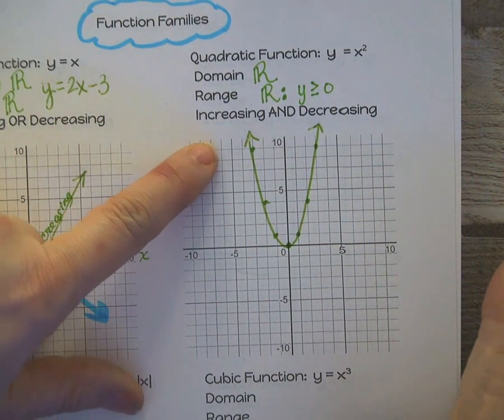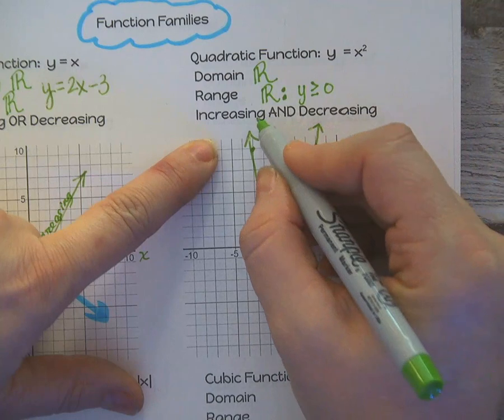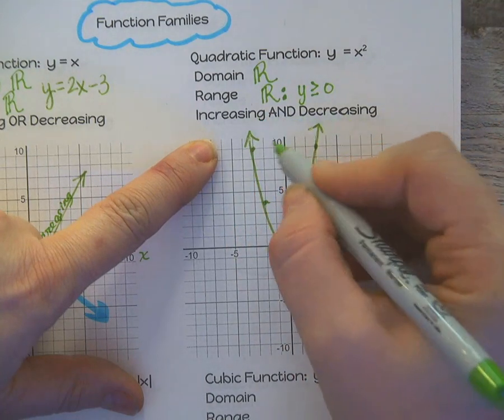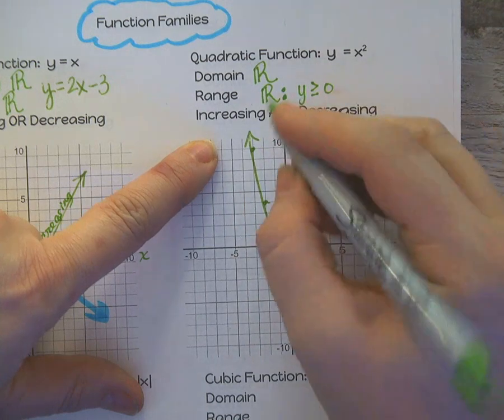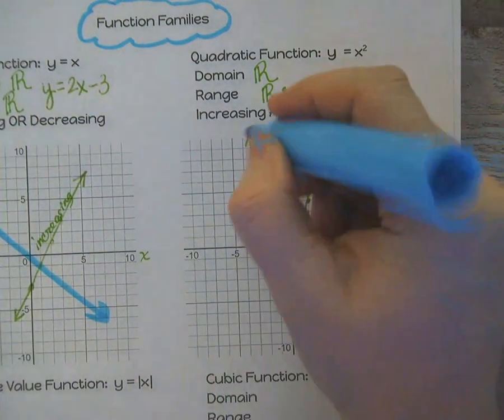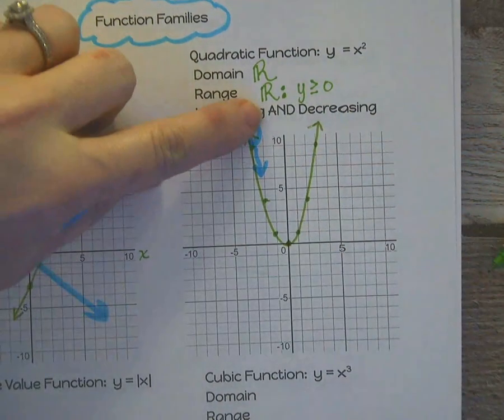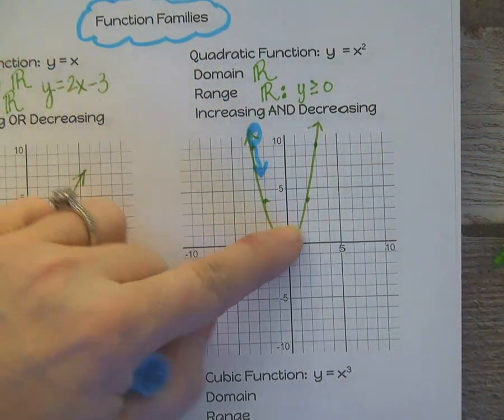Quadratic functions do a combination. They increase and decrease, or they decrease and increase. There's both of those things going on at the same time. In this scenario, you always start on the left. Notice that this graph is decreasing first and then increasing.